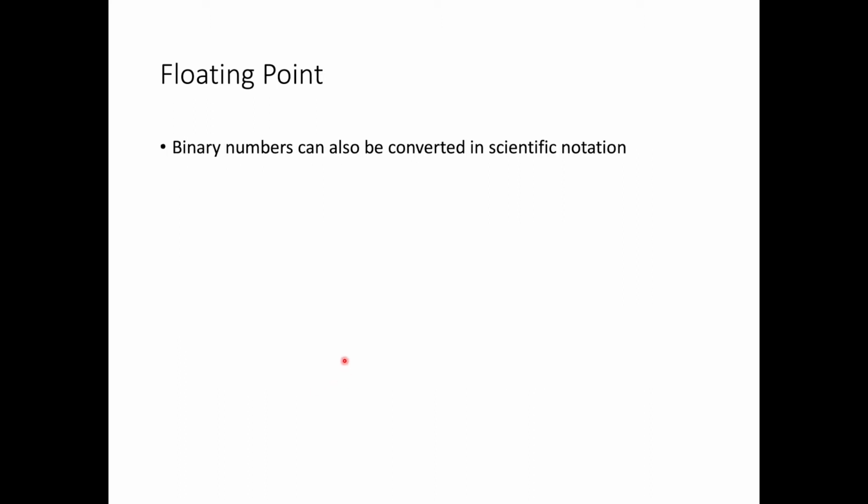So we know that we only use binary numbers in hardware, and binary numbers can also be converted to scientific notation. For example, we can have 1.0 times 2 to the power -1. This binary number is in scientific notation. And such numbers are called floating points.